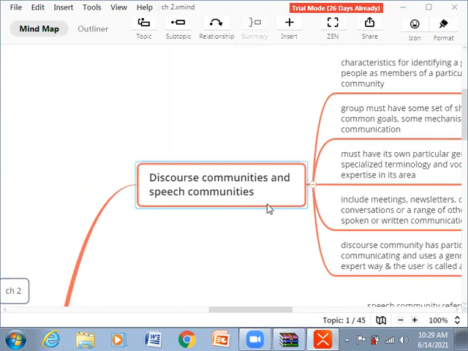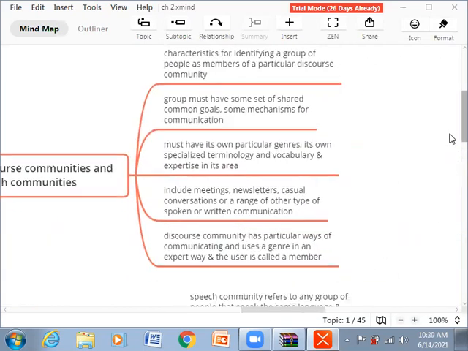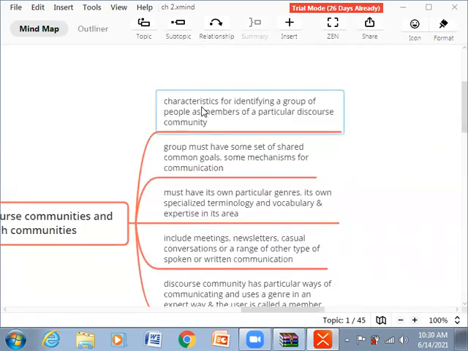Discourse communities and speech communities. Here is the difference between discourse communities and speech communities, and how communities are shaped. Characteristics for identifying a group of people as members of a particular discourse community: the group must have a set of shared common goals, some mechanism for communication, its own particular genre, its own specialized terminology and vocabulary, and expertise in its area. These include meetings, newsletters, casual conversations, or a range of other types of spoken or written communication.